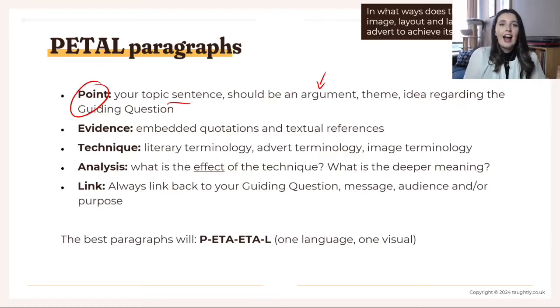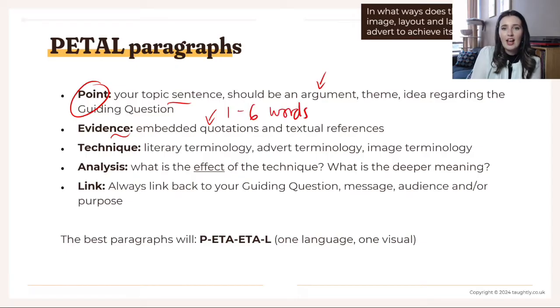And indeed, after I finish reading your paragraph, I should be able to go back up to your topic sentence, back up to your point and be like, did everything that I read match that first sentence? And if it doesn't, then you've got an issue with focus and organisation. Up next, you're going to give some evidence. So you should have some embedded quotations. Remember, keep those quotations short, between 1 to 6 words, I think is the best. And textual references. So evidence also does count as referring to anything that you can see, right? So visuals like the photographs, that would also count as evidence.